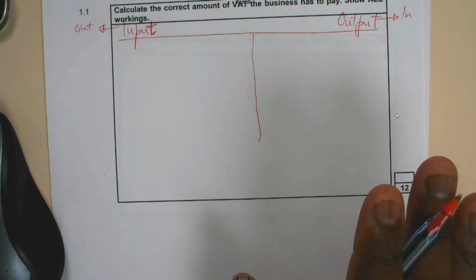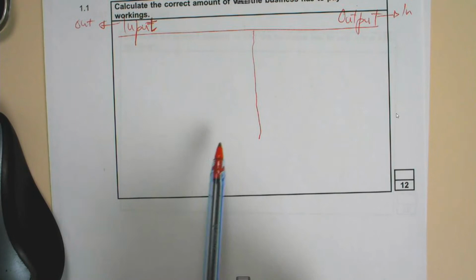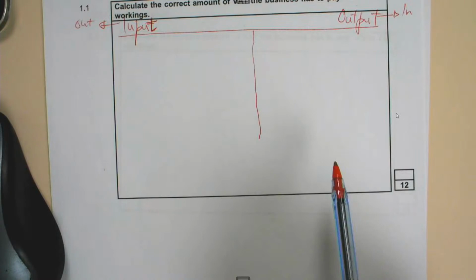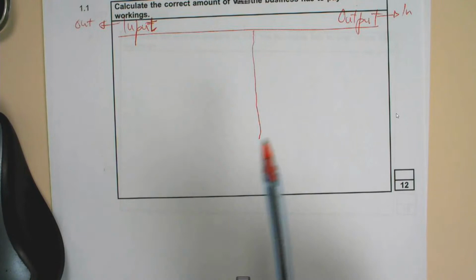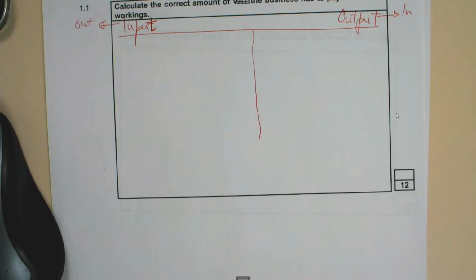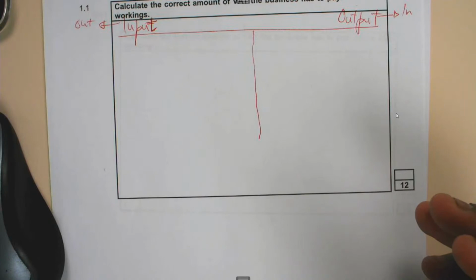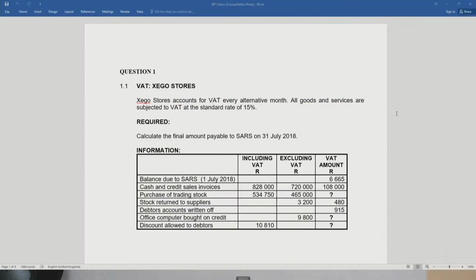At the end of the T account, when you close it off, you must be able to conclude how much the business is owing to SARS, or how much SARS is owing to the business. We look at that immediately after we are done with our transactions. Remember, input VAT, when the money goes out of the business, you charge input. When the money comes into the business, you charge output VAT. Very important. Now let's look at our question.